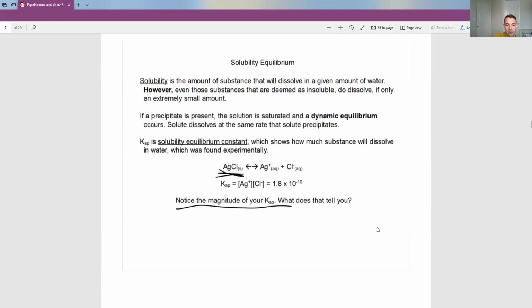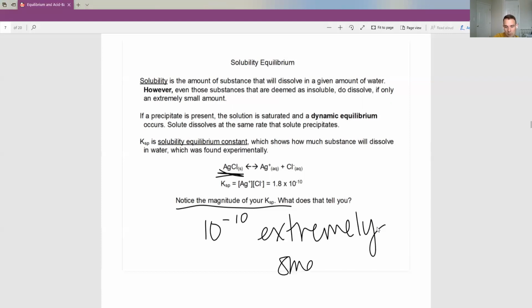Notice the magnitude of Ksp. What does it tell you? It's times 10 to the negative 10th. That's extremely small, which is the reason why only very little of it dissolves.